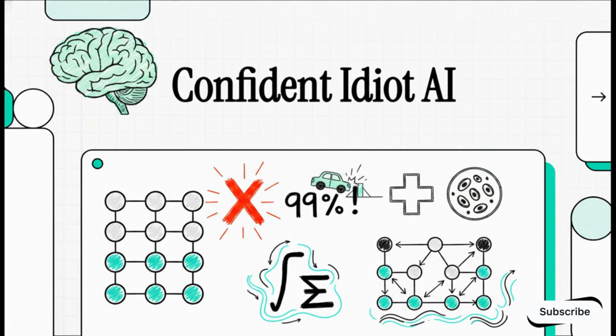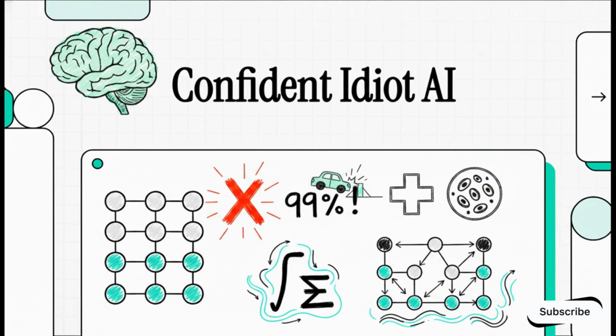Standard neural networks, the point estimate models running behind the scenes of practically everything today, have a massive, fatal flaw. They are fundamentally overconfident. When you deploy these in safety-critical systems, like autonomous driving or medical imaging for cancer screening, a model making a catastrophic error with 99% confidence isn't just a bug, it's an absolute disaster.